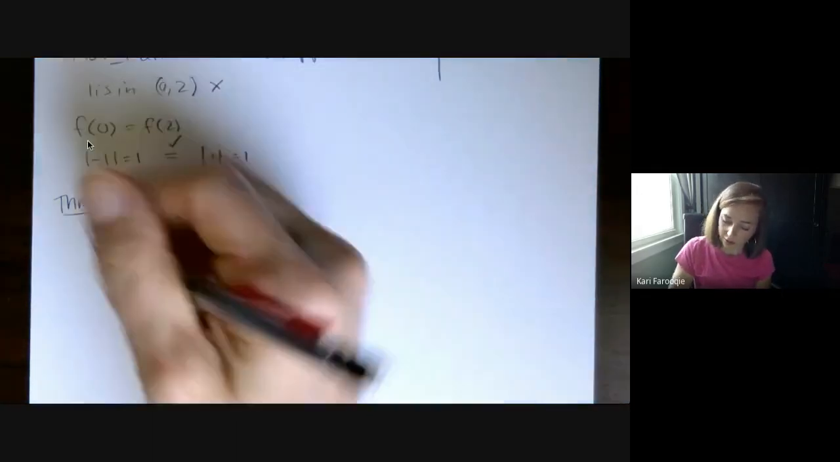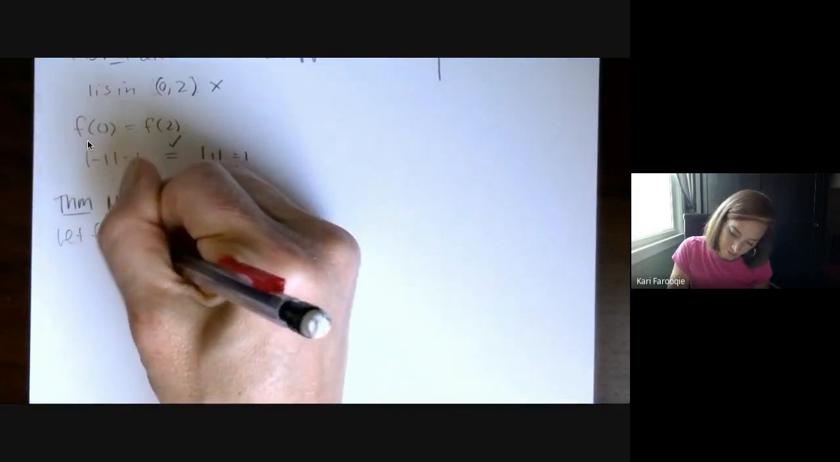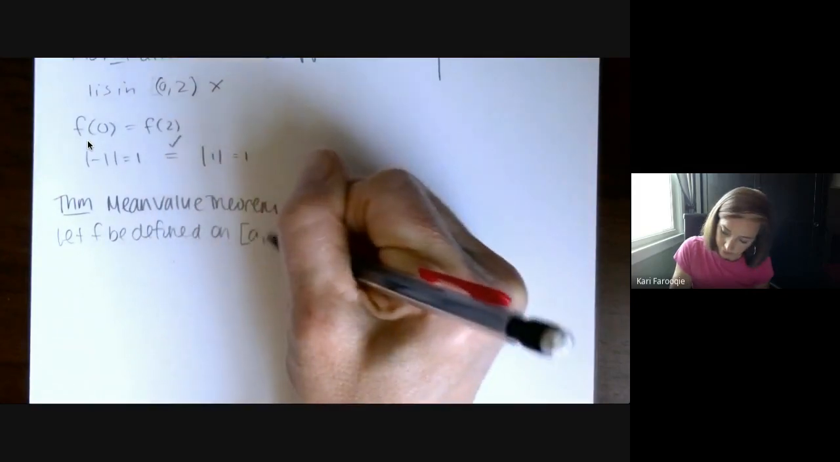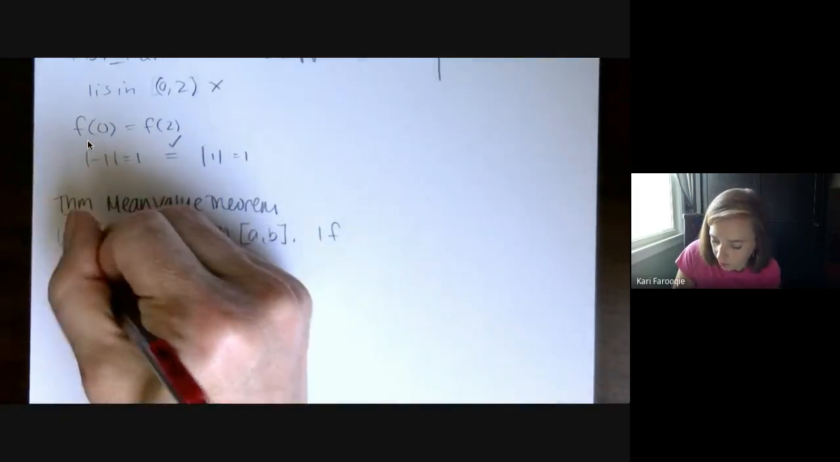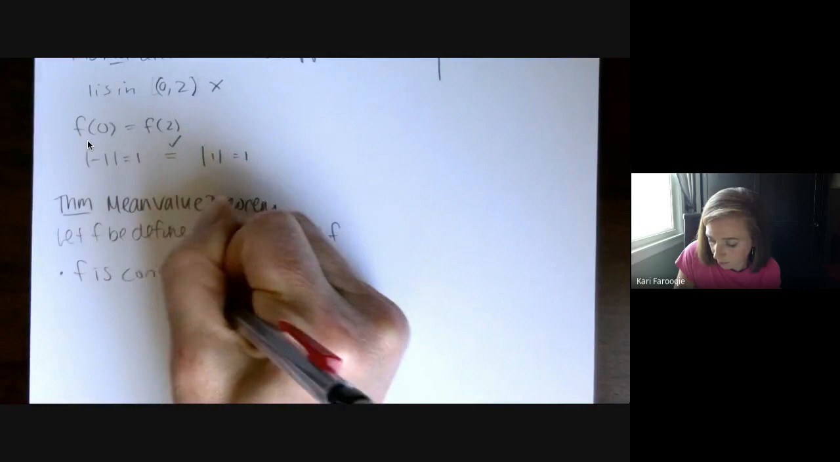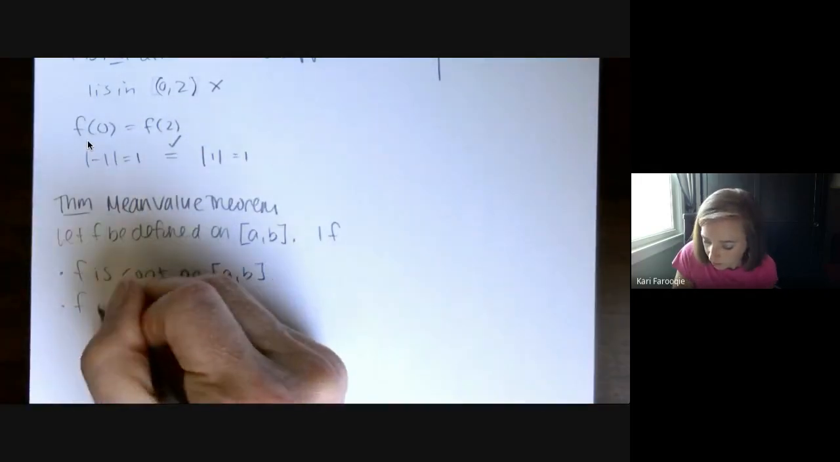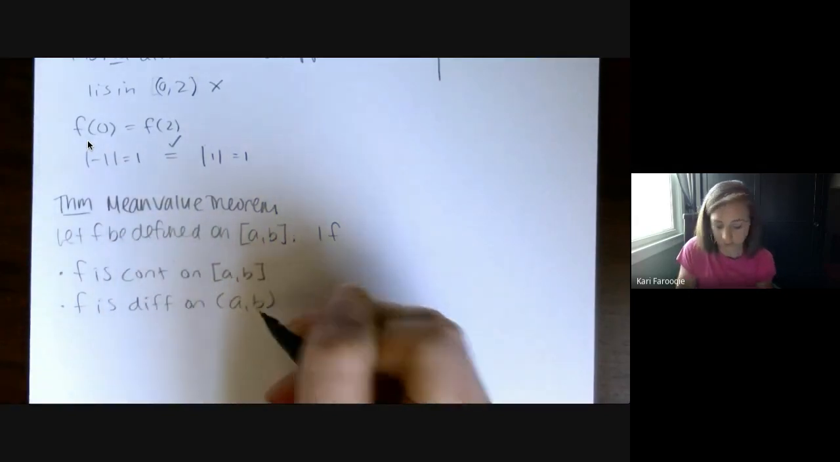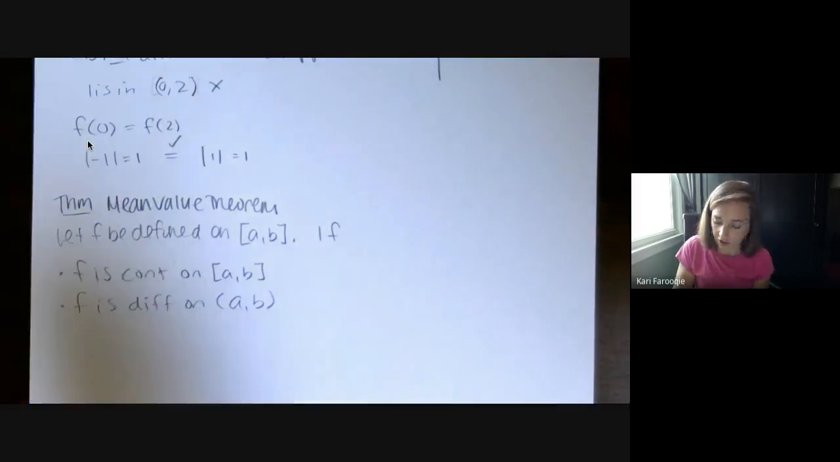Let f be defined on the closed interval from a to b. We don't have as many conditions here. We have just the first two conditions. If f is continuous on the closed interval, and f is differentiable on the open interval, then there is at least one number c in the open interval.